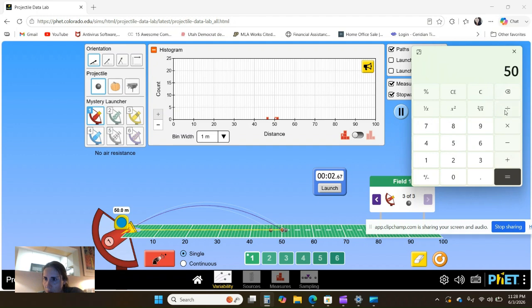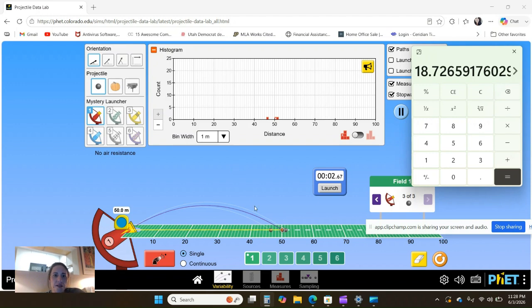50 divided by 2.67. And I got the answer of 18.73 if you round to two decimal places for the third velocity. So as you can see, the velocity is different for all three of the projectiles.